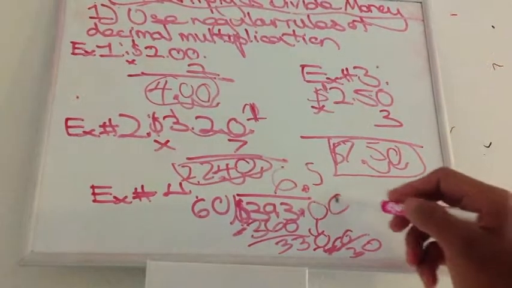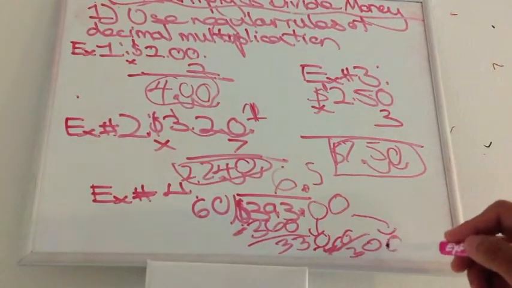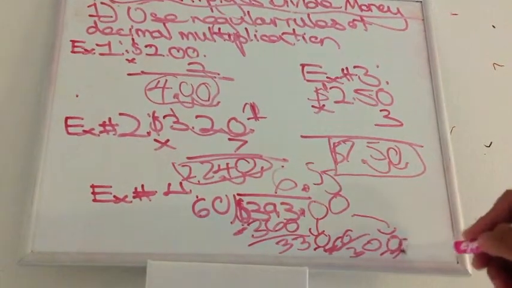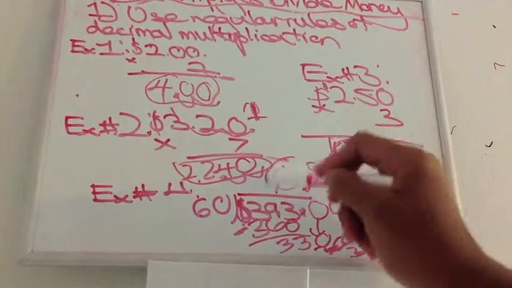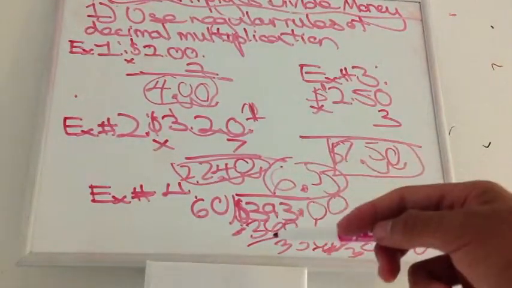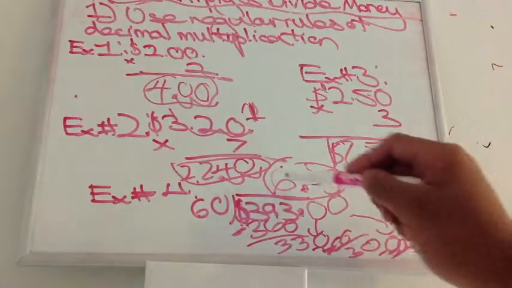And now you're going to move down one more 0. 60 times 5 is 300. So now you have your remainder of 0, and you have $393 divided by 60 would get you $6.55.